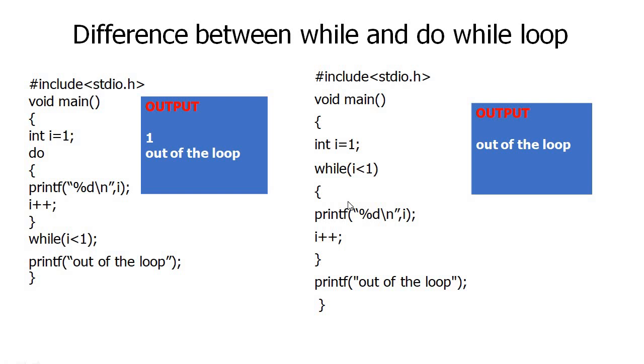Here, in while loop, I'll check the condition first, before printing. Then only I will enter into the body of the loop. That's the difference between do while loop and while loop.